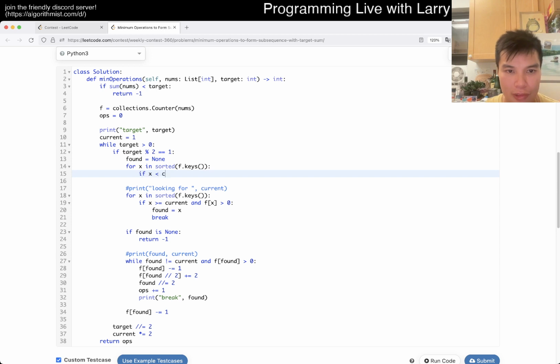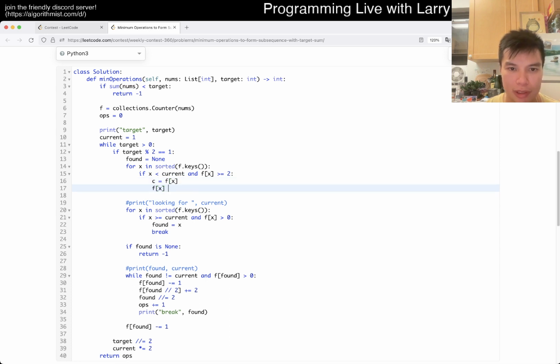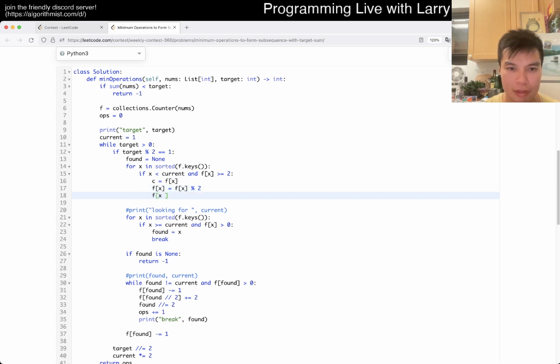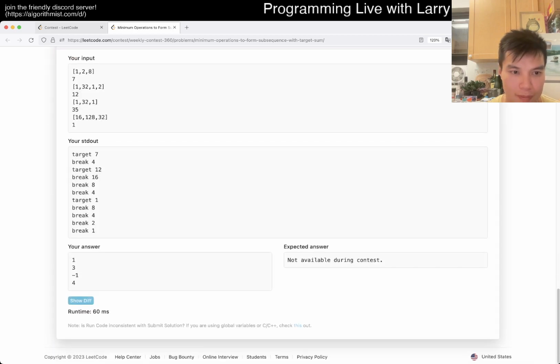If x is less than current and f of x is greater than 2, then you go to 2, and f of x divided by, oh, okay, x is equal to x mod 2, and then f of x times 2 is equal to c divided by, yes, c divided by 2. Hopefully that escalates. Still 3.